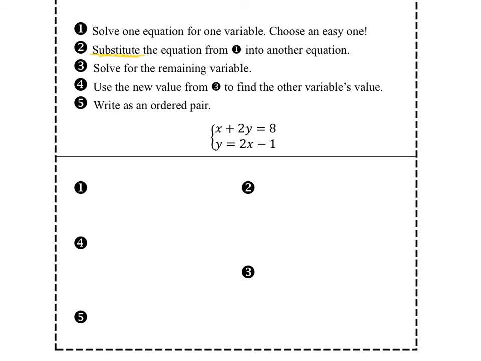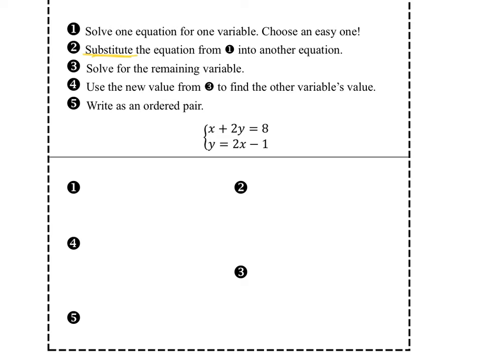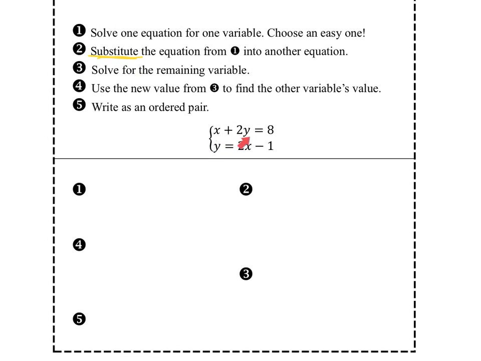Okay, so let's solve this system. It says x plus 2y equals 8 and y equals 2x minus 1. So the first step is to solve one equation for one variable. It does tell me to choose an easy one, so I'm going to be smart about that. The one I'm going to use is the one that already has the y by itself. So I already know what y equals. It equals 2x minus 1.